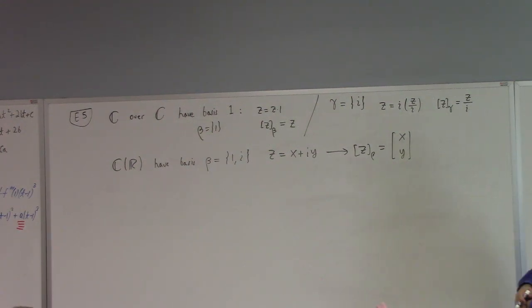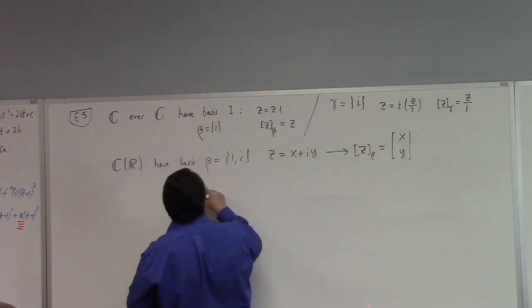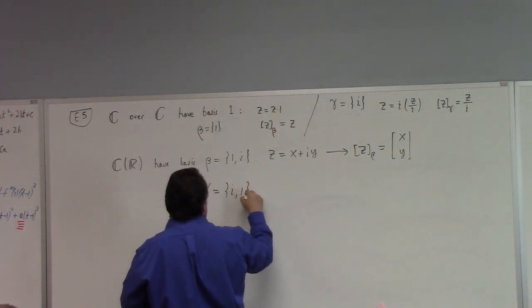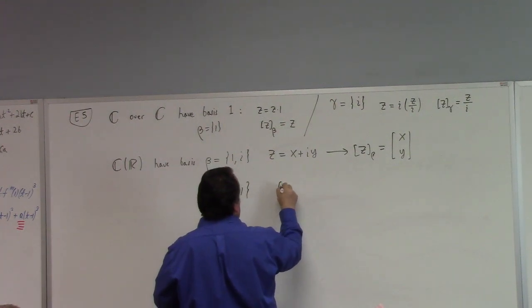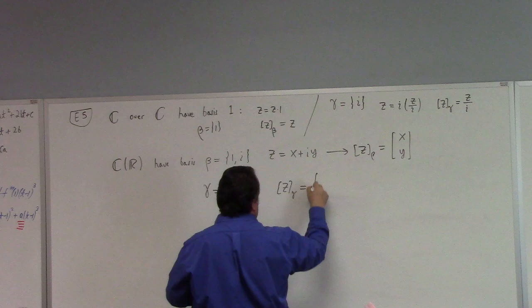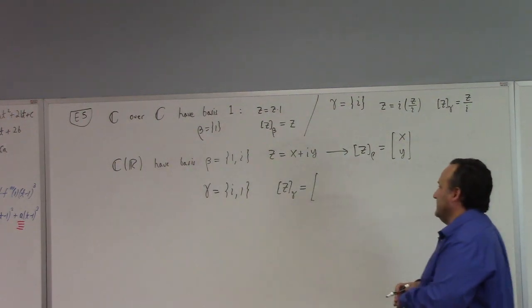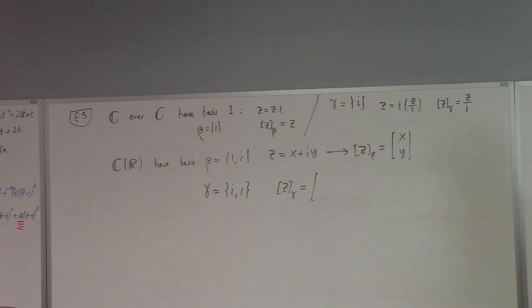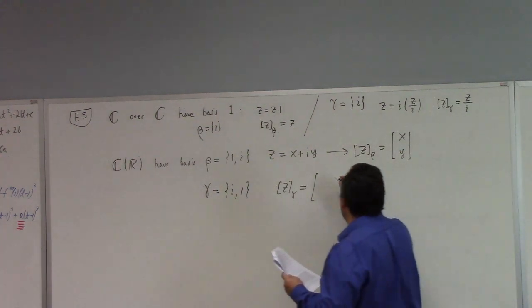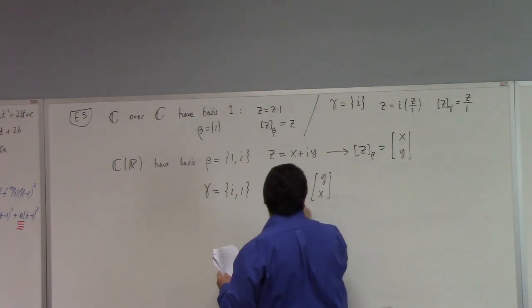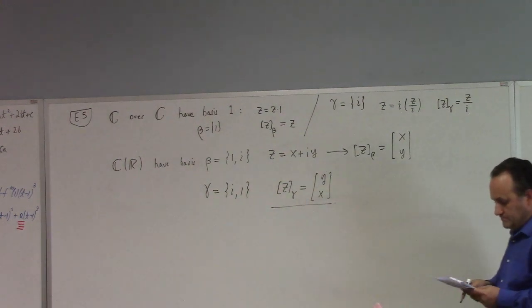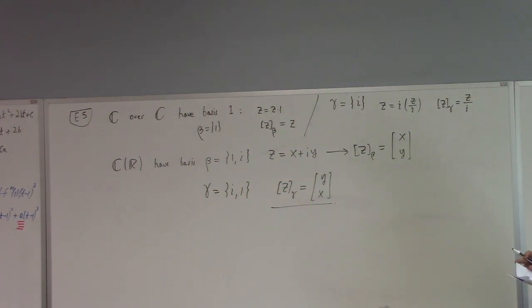Just like in the complex numbers over the reals, you could let your basis gamma be like {i, 1} if you wanted. Then your coordinate vector of z with respect to that basis would be what? Very good. You got it. All right. And in the notes, I have a similar example for 2x2 matrices, but I'll let you read that.